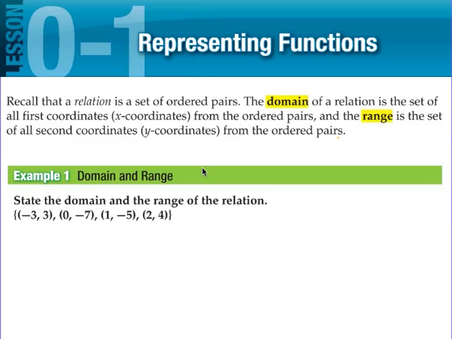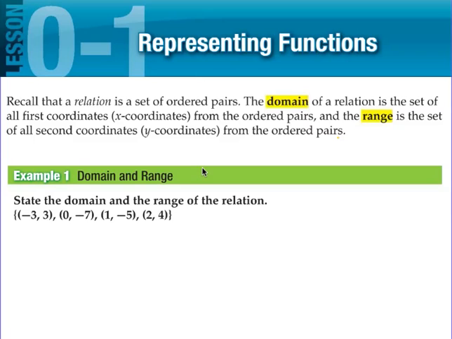Okay, the domain, and this is just taken from your book. So it says, recall that a relation is a set of ordered pairs. So basically, I have a bunch of ordered pairs. The domain of a relation is the set of all first coordinates. So the domain is all of the x's. The range is the set of all second coordinates, the y coordinates, from the ordered pair. So the domain is the x's. The range is the y's.